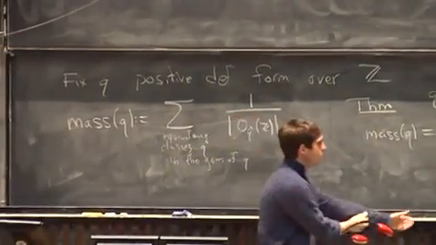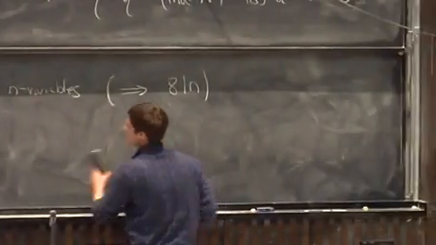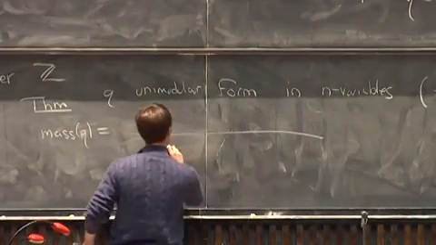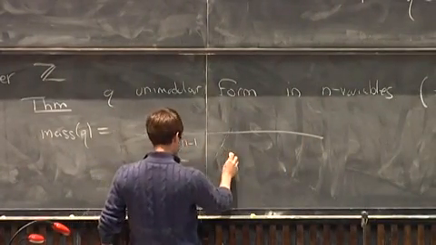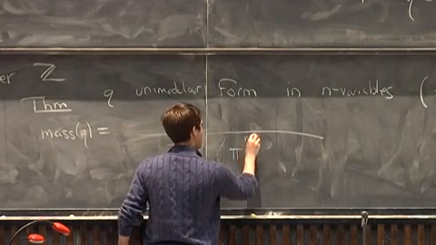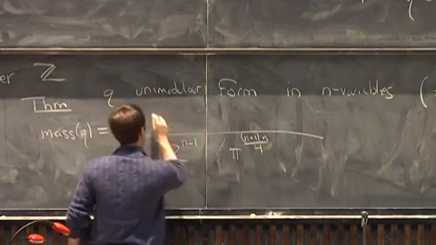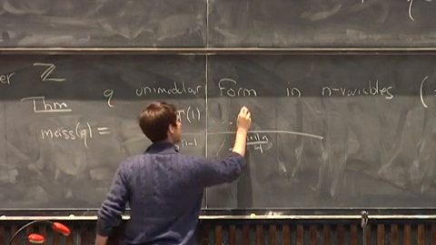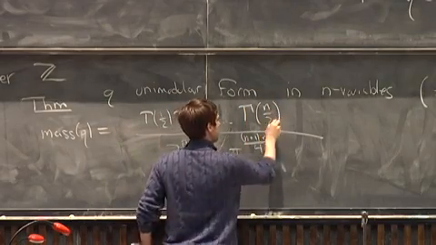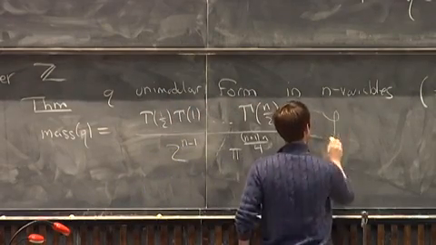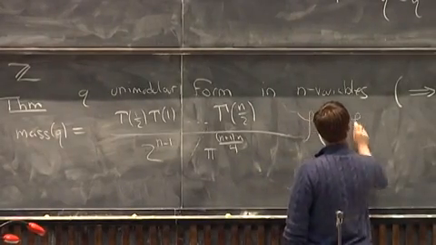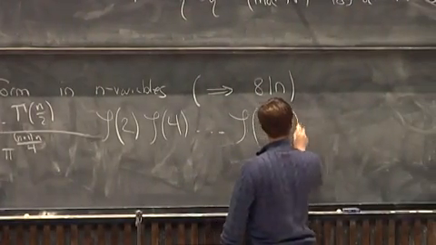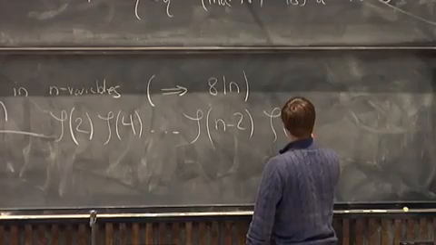So in this case, you can say what the mass of Q is. And this is equal to the following expression. There's a denominator of 2 to the n minus 1 and a power of pi and some factors of some gamma functions. And then there's some special values of the Riemann zeta function. Zeta of 2, zeta of 4, all the way up through zeta of n minus 2. And zeta of n over 2 appears twice.